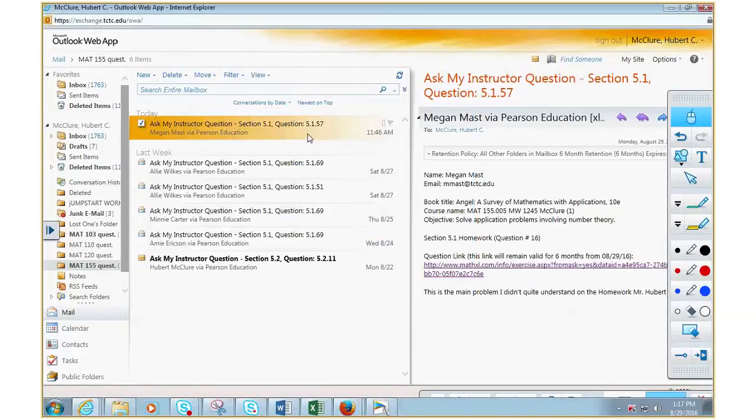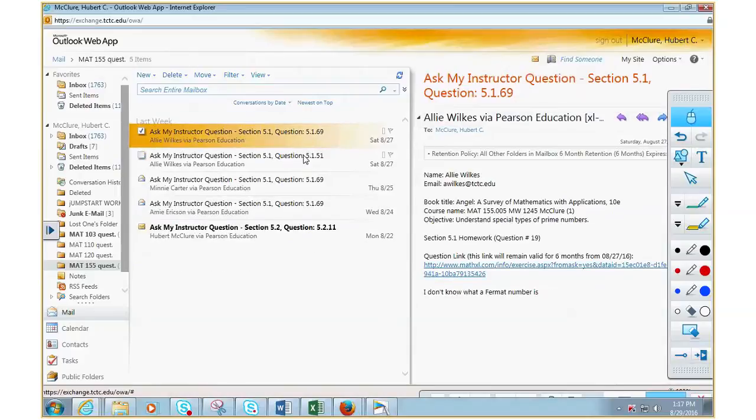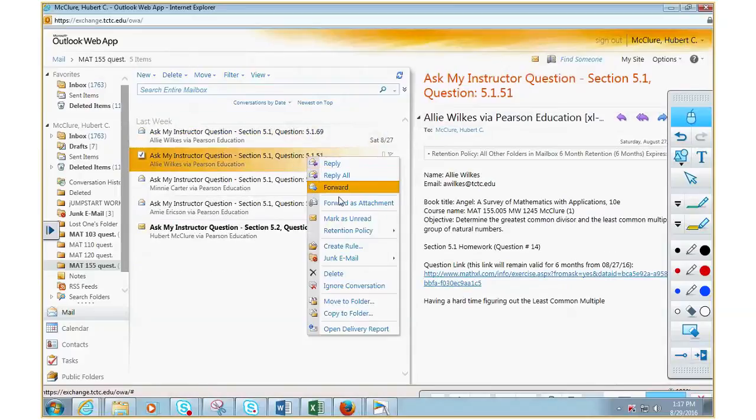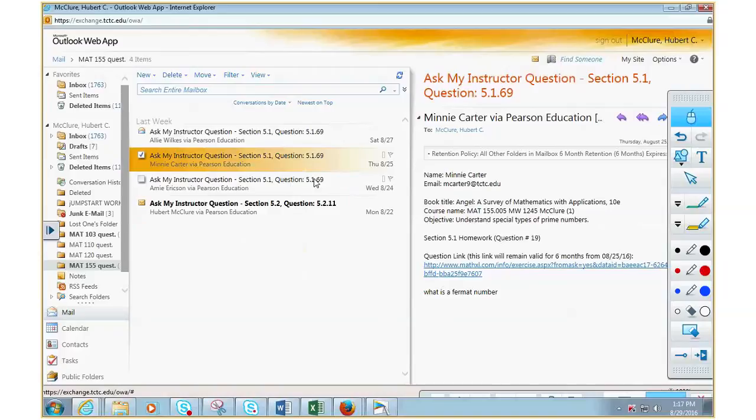Next one. Let me delete these if you don't mind. Delete this one and delete this one. Now somebody's having trouble with this one. I got 3 different people asking this one. So let's check it out.